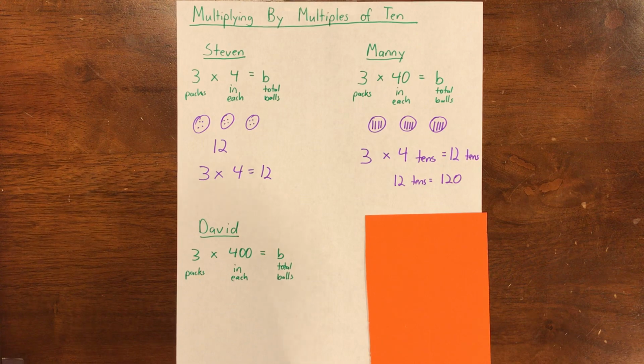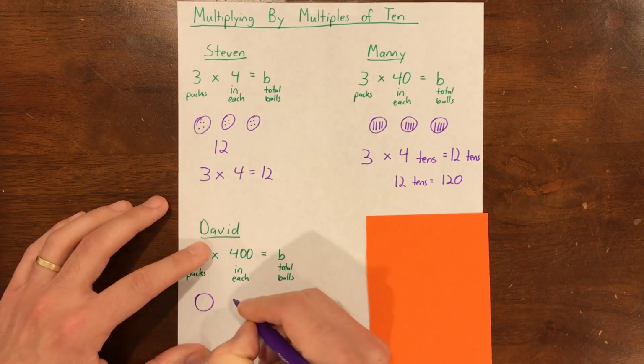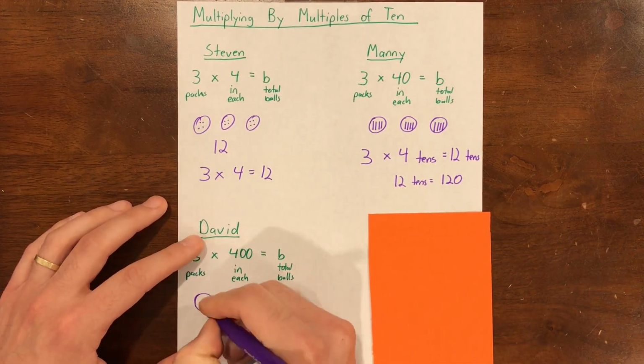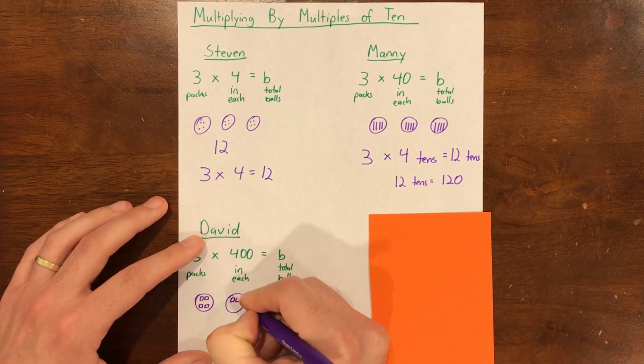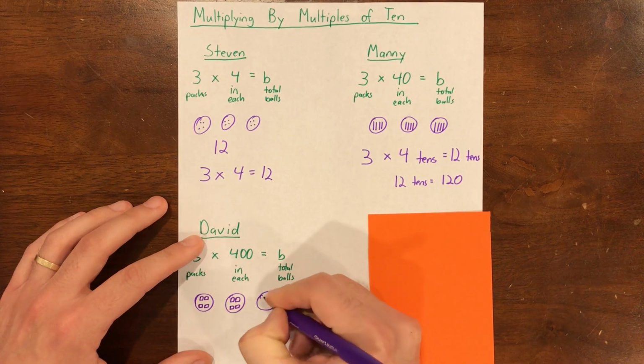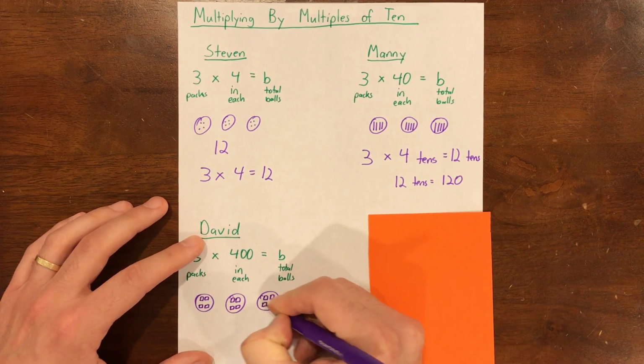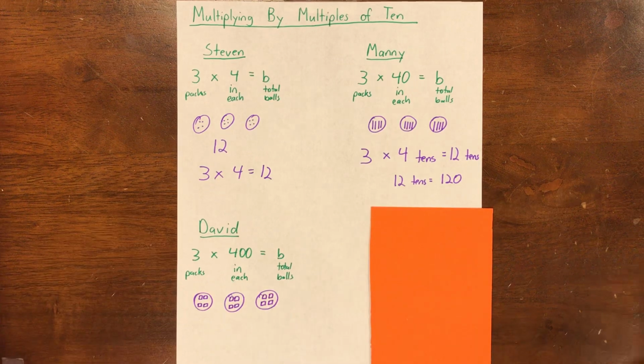Okay, let's look at David. How can we solve this number sentence? Go ahead and say it out loud. Yeah, like the others, we could do a picture if we wanted to. 3 groups. These are hundreds I'm trying to draw. So I'm going to put 4 hundreds into each group. Could definitely do that. But what about using our known fact of 3 times 4? How could that help us here? Say it out loud.